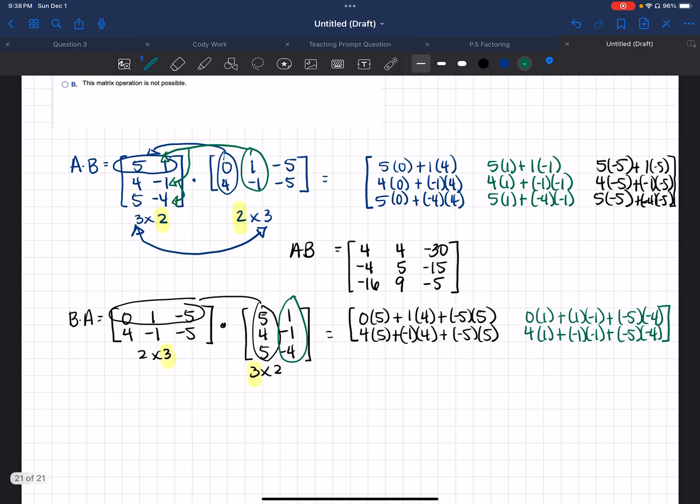Okay, now we're going to work those out. That's going to give me 0, 4, and negative 25, so negative 21. Then I have 20, negative 4, negative 25. Well, that makes negative 29, so negative 9. That's 0, that's negative 1, that's positive 20, so 19. Then we got a 4, a 1, and a 20, so 25. And that equals B times A.